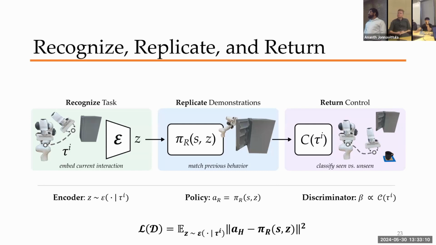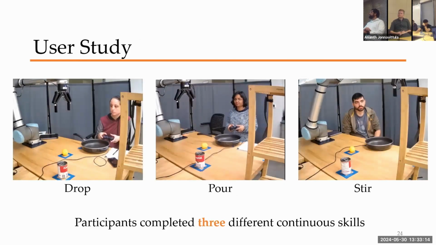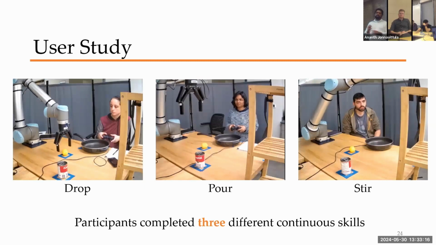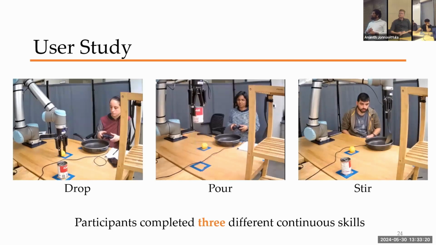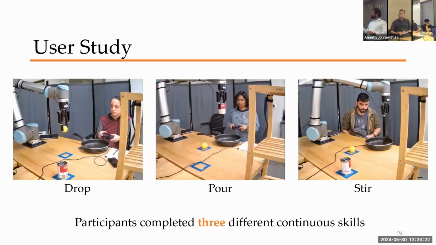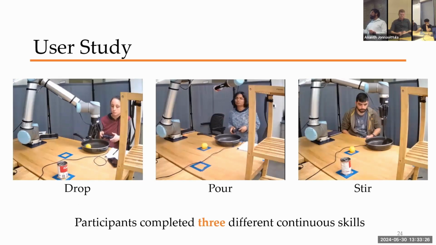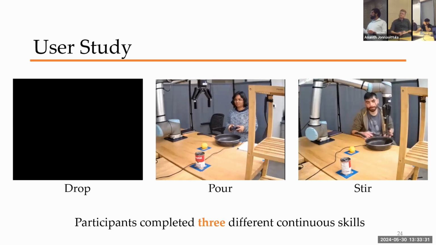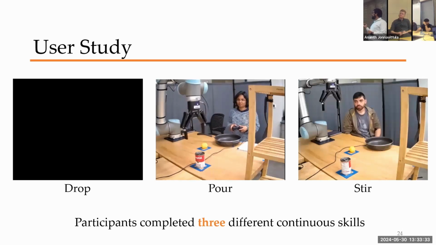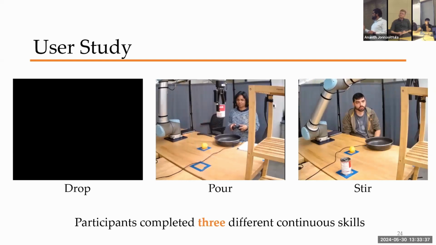Once we came up with this method, we wanted to try it in the real world and see how it works. So we did a bunch of user studies, but in the interest of time, I'm only going to talk about one. In this particular user study, we had 3 different tasks that the robot had to learn. The first is picking up a lemon and dropping it in this pan. The second is picking up this can of soup and then pouring it. And the final one is picking up this spatula and then stirring this pan.